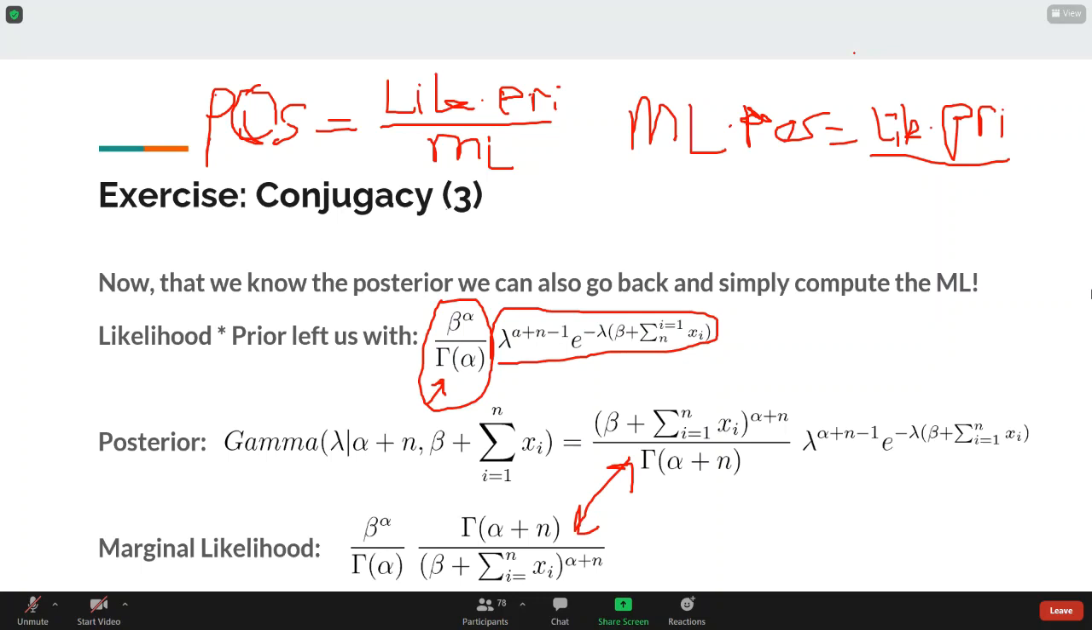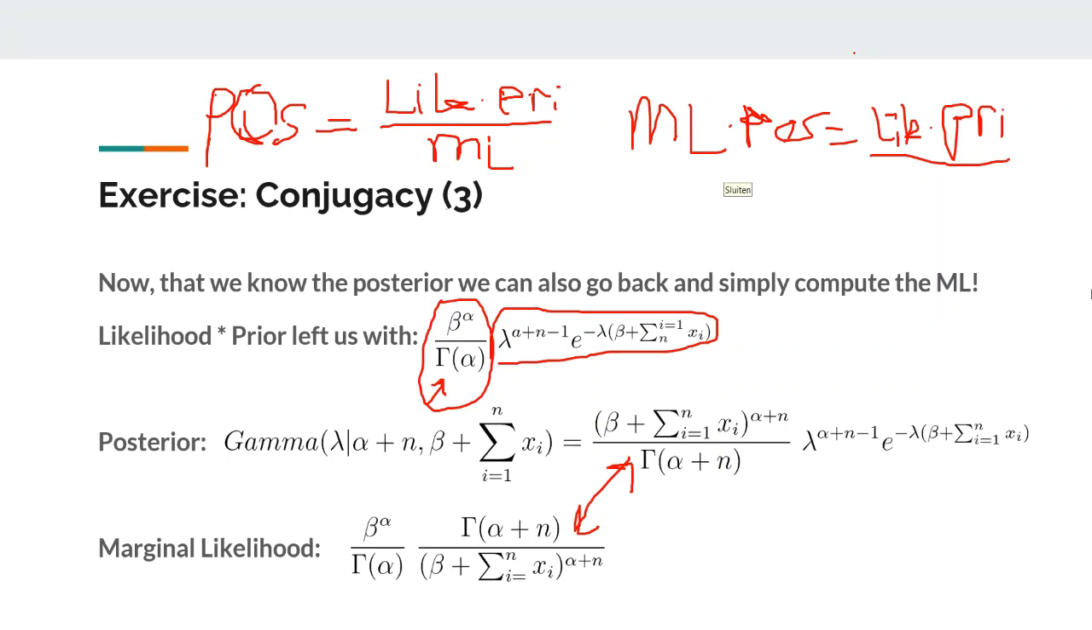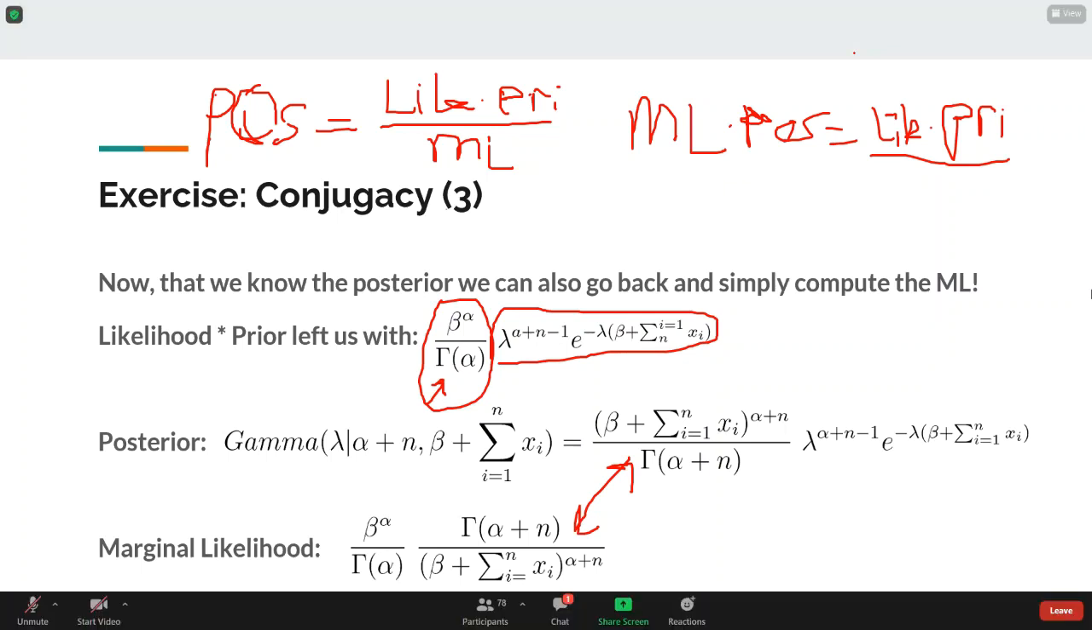Yeah, well, what we wanted to show you is that using this approach, you can answer both questions: what the posterior will look like and what the marginal likelihood will look like. So applying this procedure will answer both questions, which could be asked on the exam for different conjugacy pairs.